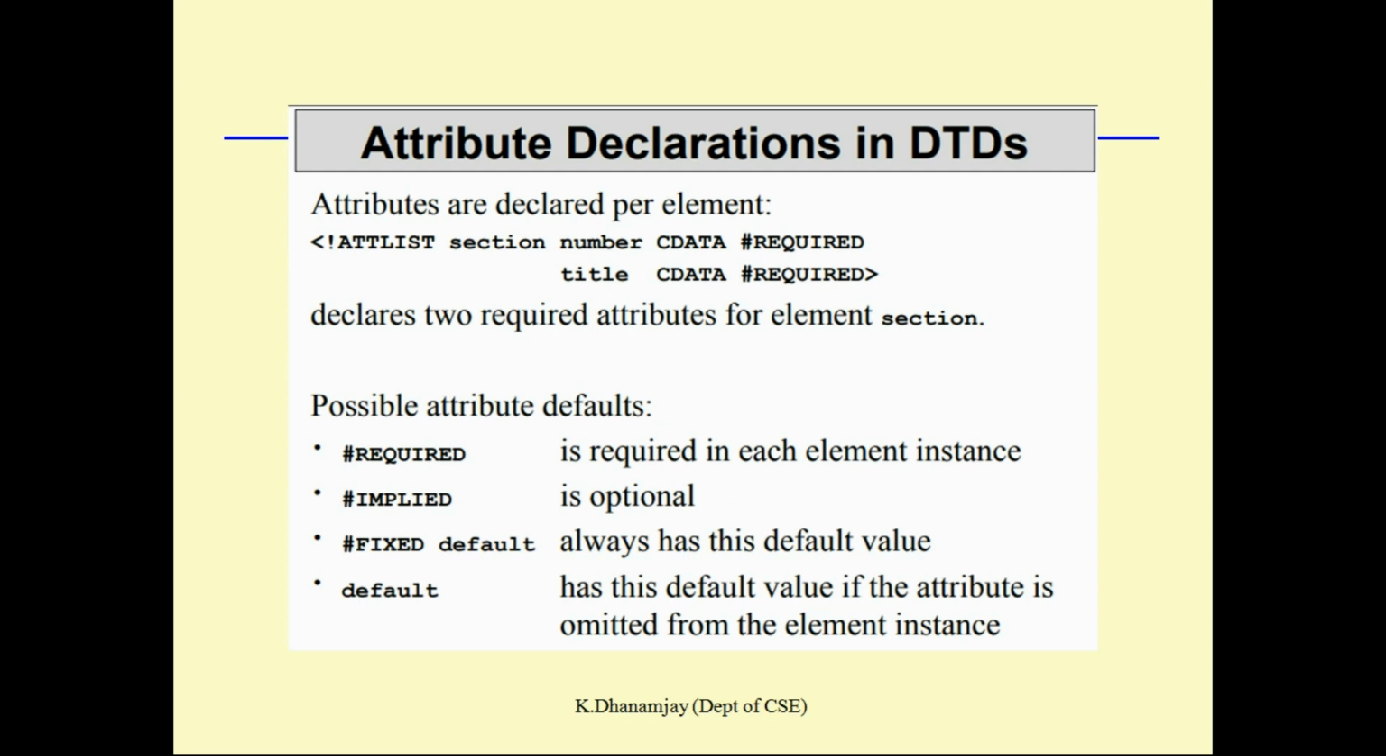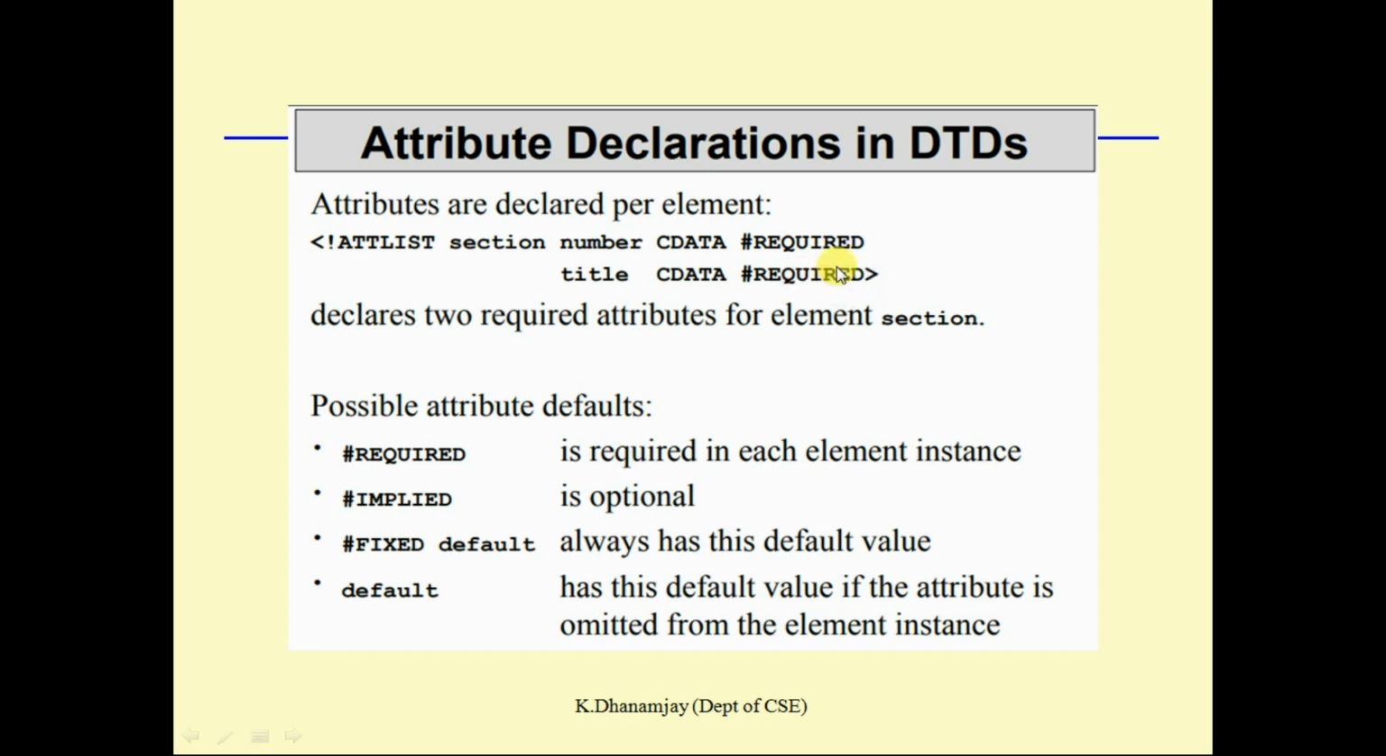Now let's see attribute declarations in DTDs. Here they are declared per element, as we just observed. Section is an element, and here we can have attributes. Possible attribute defaults are required, implied, and fixed. If you apply required, it is required in each element instance. If you apply implied, it is optional. Fixed means this value will always be the default value, a fixed one. If the attribute is omitted from an element instance, the default applies, like a fixed value.